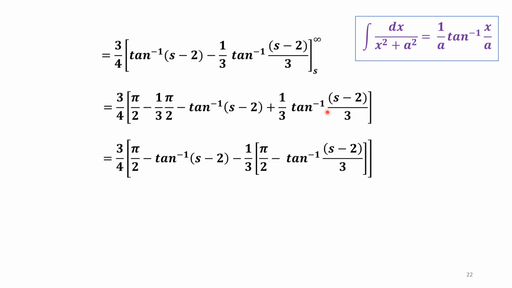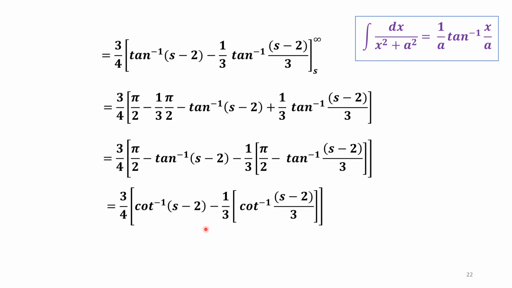Anyway, we can write the answer. What I have done is I have combined pi by 2 minus tan inverse of s minus 2, and from the second and fourth term 1 by 3 is taken common. Pi by 2 minus tan inverse of s minus 2 will become cot inverse of s minus 2, and this will become cot inverse of s minus 2 by 3. We can take 3 by 4 inside. So we will get 3 by 4 cot inverse of s minus 2 minus 3 by 4 into 1 by 3, which will become minus 1 by 4 cot inverse of s minus 2 by 3.